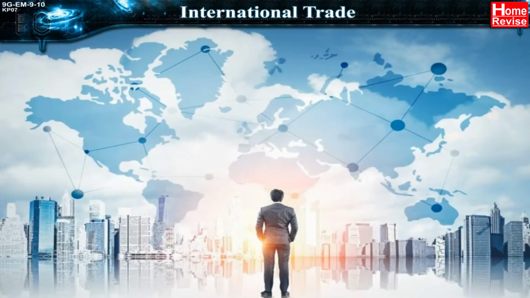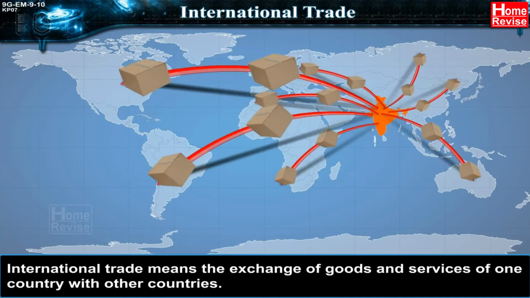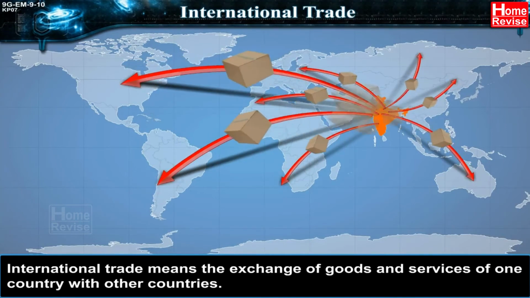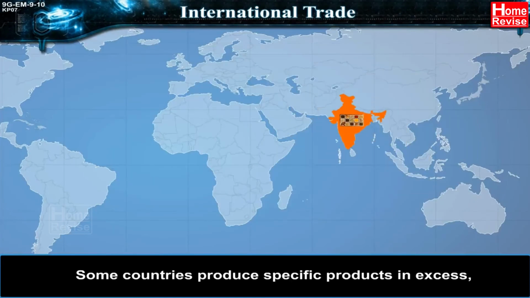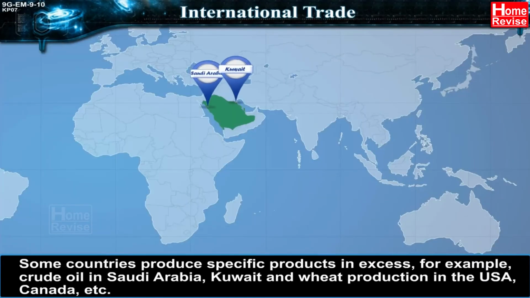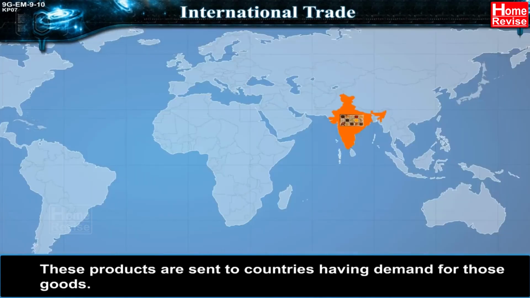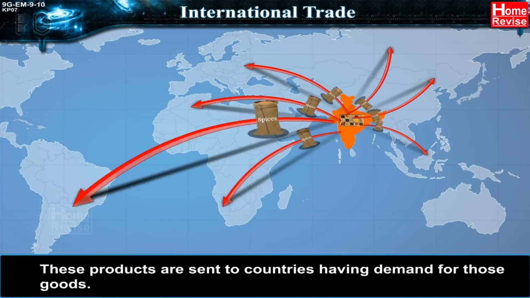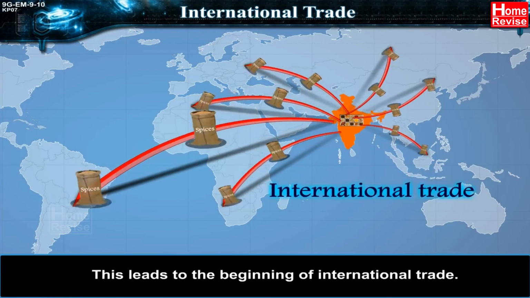International trade. International trade means the exchange of goods and services of one country with other countries. Some countries produce specific products in excess. For example, crude oil in Saudi Arabia and Kuwait, and wheat production in the USA, Canada, etc. These products are sent to countries having demand for those goods. This leads to the beginning of international trade.